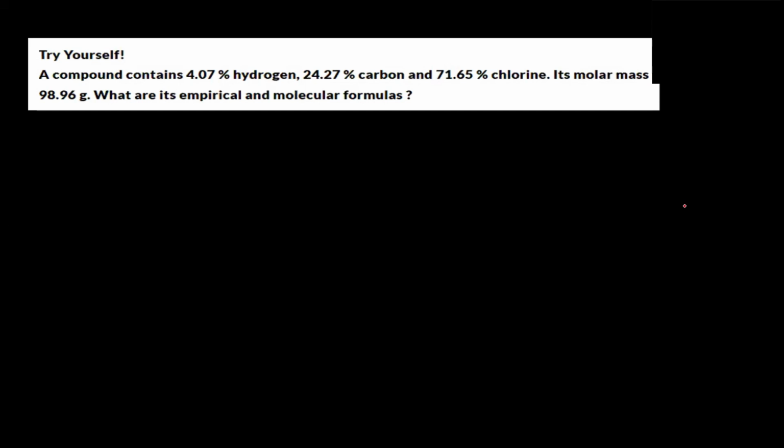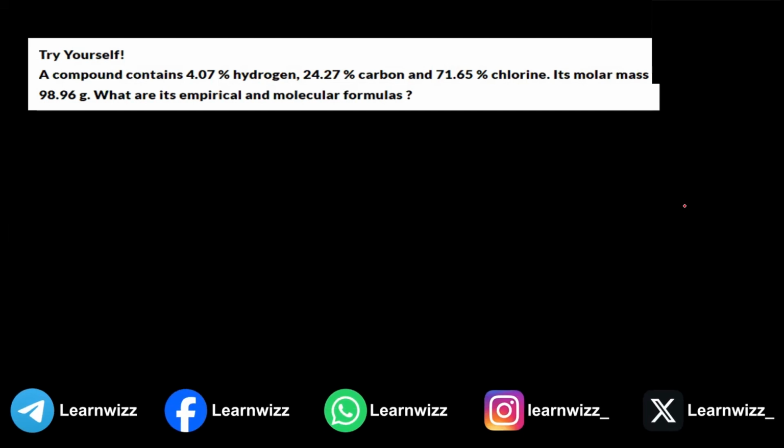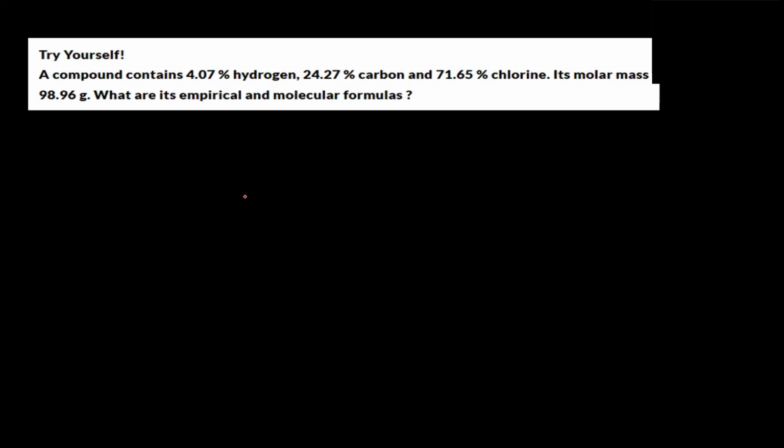Now you have a question here. You have to try it yourself. The compound contains 4% hydrogen, 24.27% carbon, and 71.65% chlorine. And its molar mass is also given. You have to find the empirical formula and the molecular formula. So this is homework for you guys. If you understand the concepts and are able to do the problems, please try this question, and I expect your answers in the chat box or comment box.